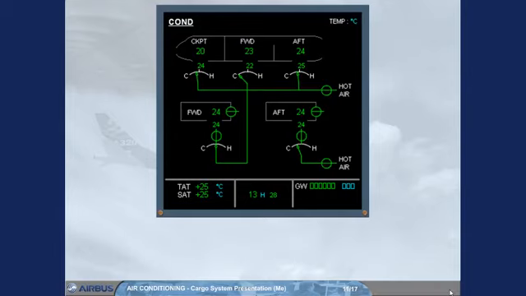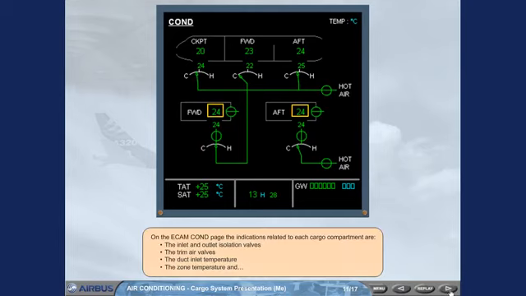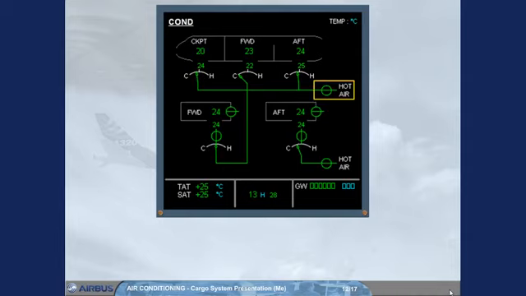On the ECAM CON page, the indications related to each cargo compartment are the inlet and outlet isolation valves, the trim air valve, the duct inlet temperature, the zone temperature, and the hot air valve for cockpit, cabin, and forward cargo trim air supply, and the aft cargo pressure regulating valve. Notice that there are no indications for the extraction fans.